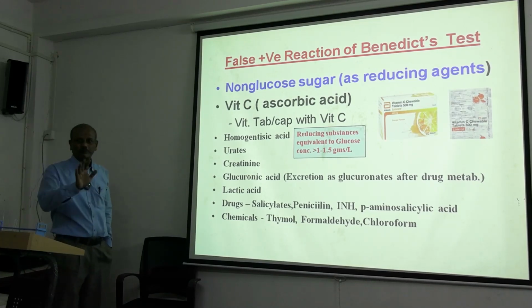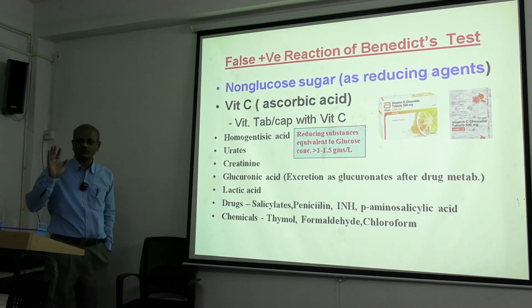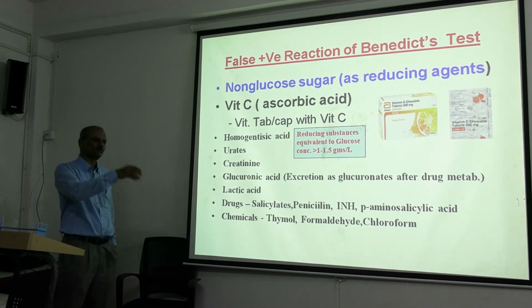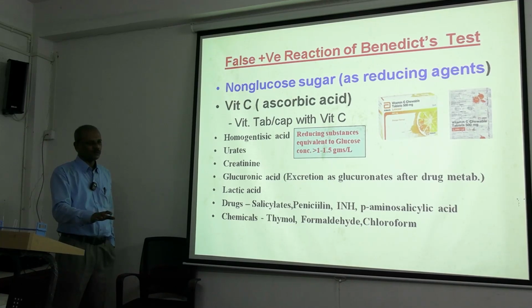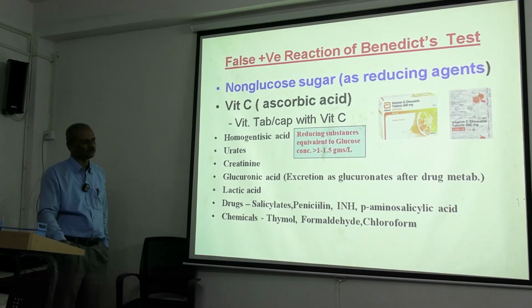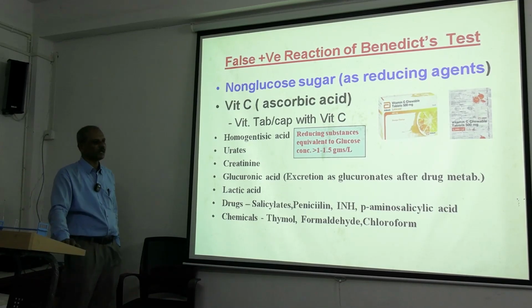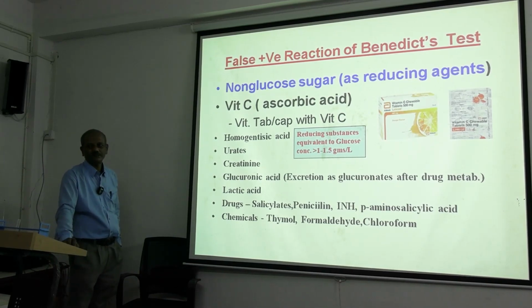The basic purpose of detection is glucose, but non-glucose sugars will also give a positive result. That means all monosaccharides, be it pentose, tetrose, heptose, or other hexoses, will give a positive result. So non-glucose sugars and all reducing agents, monosaccharides and disaccharides, will react. Vitamin C too.